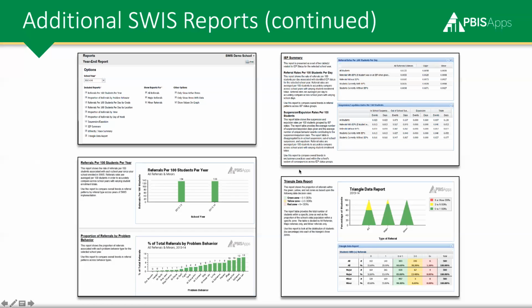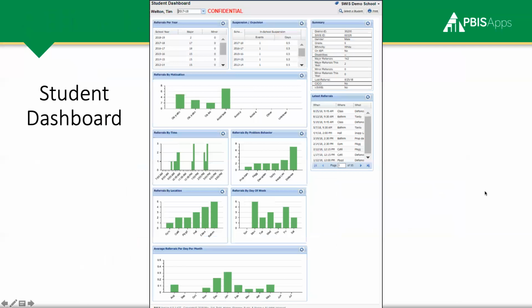But anyway, this is just a part of a year-end report that's also available in SWIS. And then one more, there's just a student dashboard where we can get a comprehensive report on any one student. It takes pretty much everything that's been entered into SWIS on the student and puts it in one comprehensive report. You see all of his graphs, all of his summary, how many referrals he's had over the years. It's a really big comprehensive report.